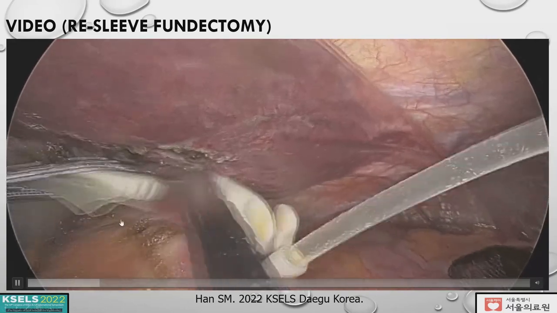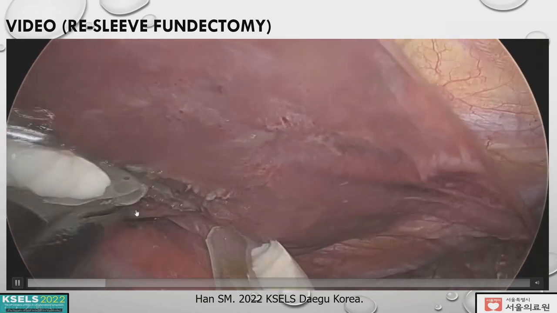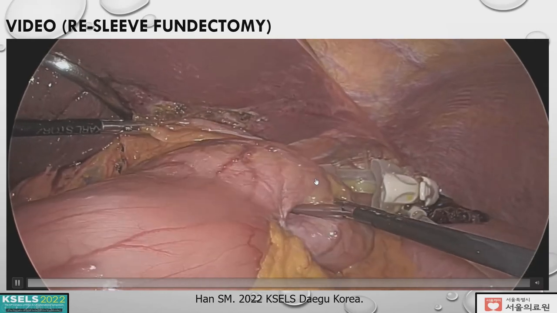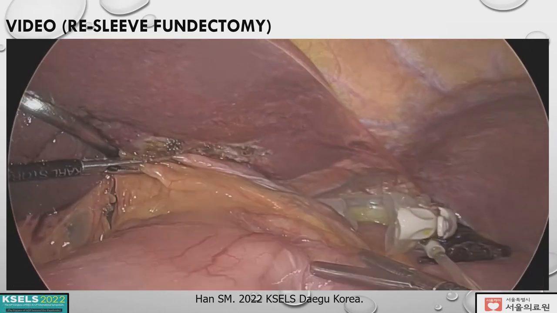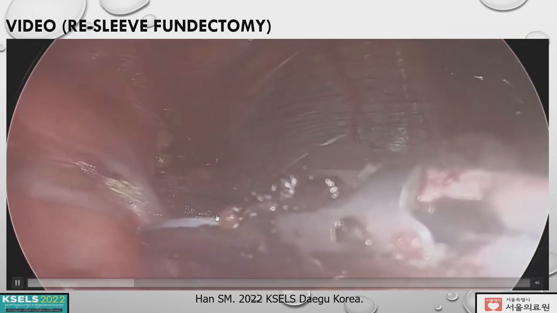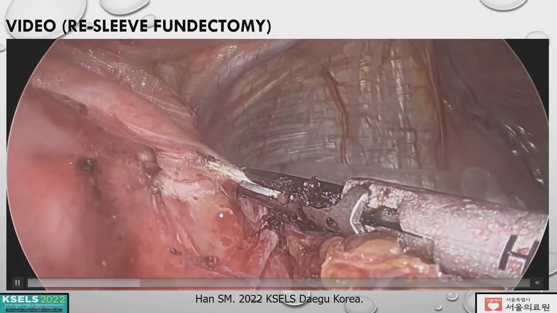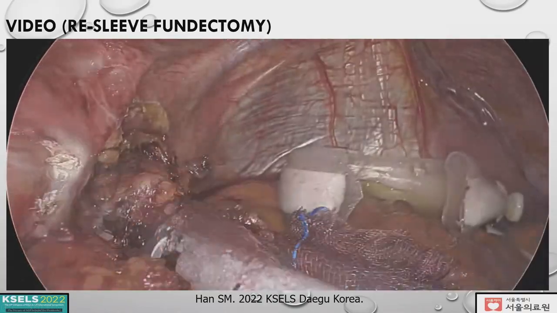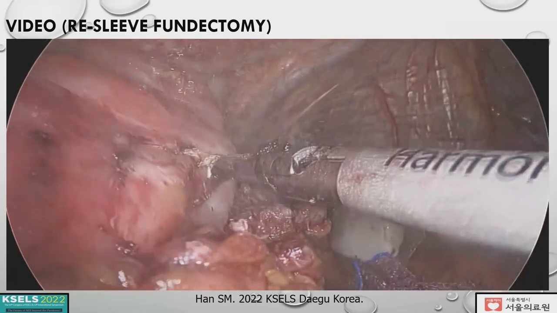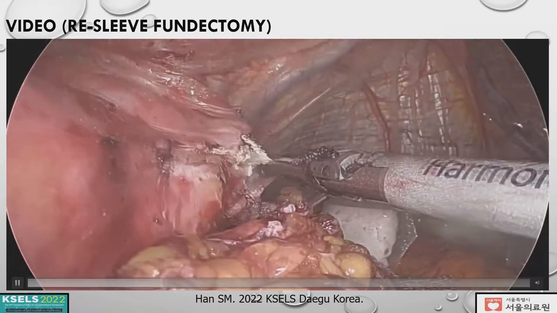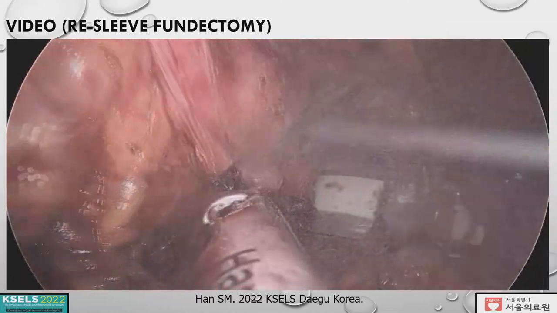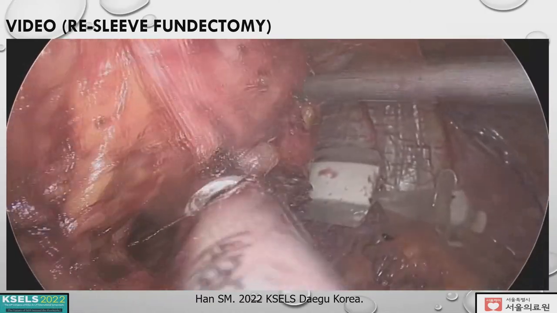You can see behind the band the pseudo capsule, and the anesthesiologist pushes the bougie into the stomach. In this case, I will do a band removal, and you can see here it is a fibrous capsule. It is a severe fibrous capsule adhesion of the band to the stomach.